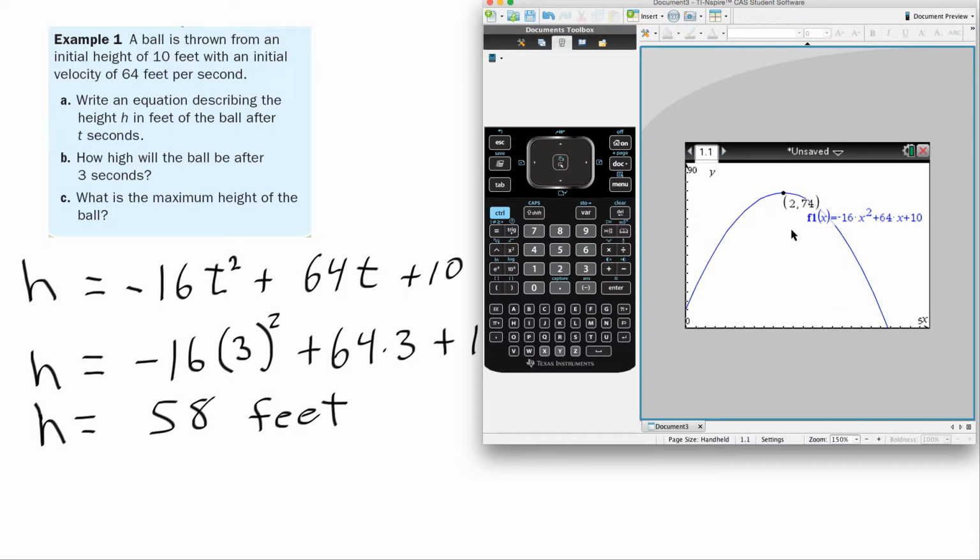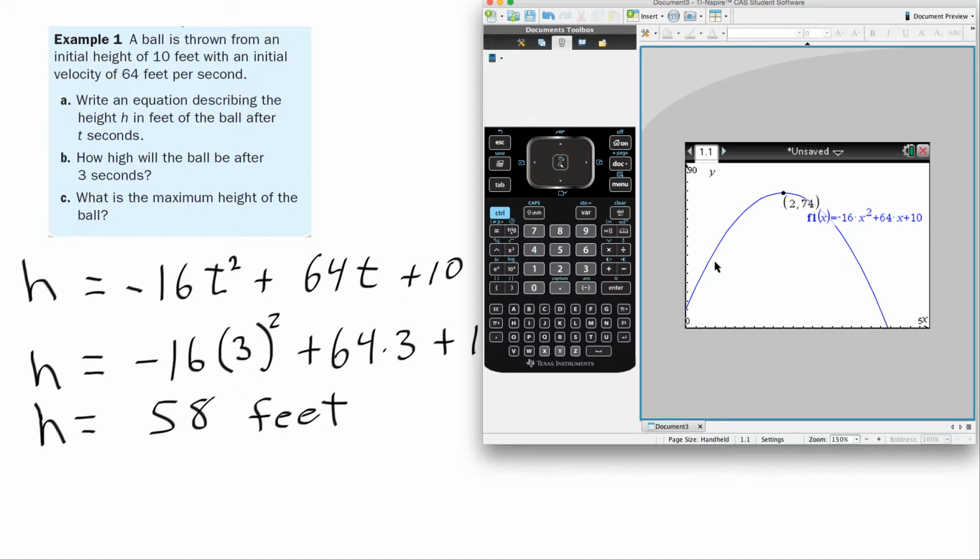So I know then that the maximum height of the ball for this situation is 74 feet. Now another interesting question that we could answer while we're in here is, we're at 58 feet after 3 seconds. Well, the ball goes up and the ball comes down. Do we hit 58 feet at some other time? And we must, because at 2 seconds, we're at 74 feet. At 3 seconds, you're at 58 feet. So that must mean at 1 second less, at 1 second, you're also at 58 feet.